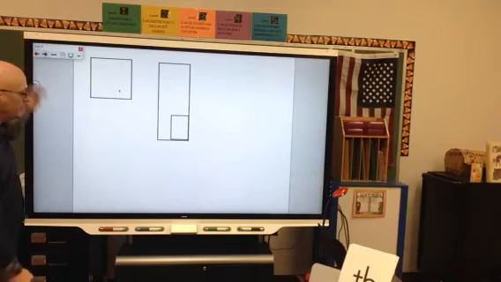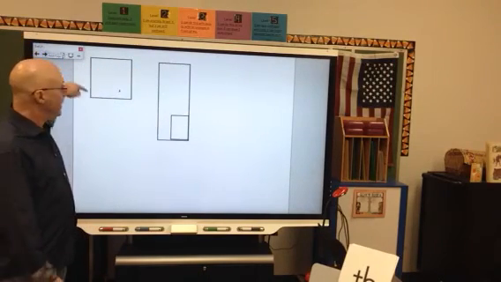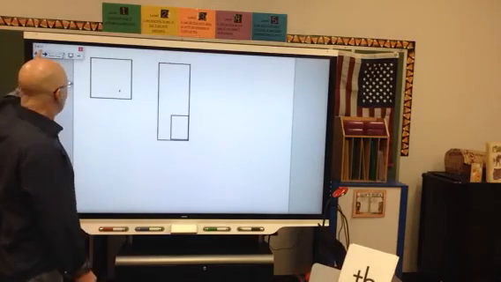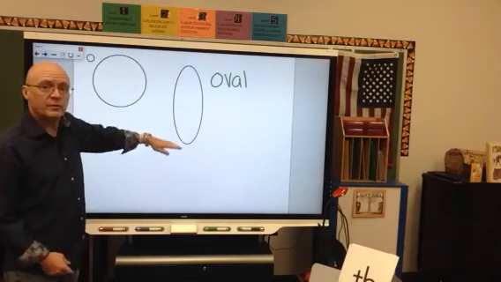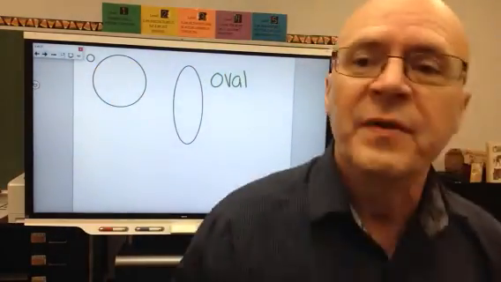Today we talked about rectangles and squares, and we talked about ovals and circles. All right, we'll continue talking about these shapes, and then we're going to move into patterns, okay?